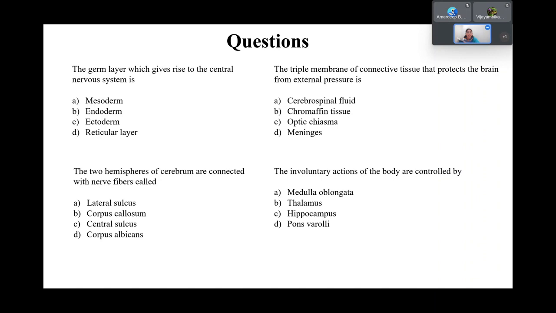Next is: the two hemispheres of the cerebrum are connected with nerve fibers called. What is the connection between the two hemispheres of the cerebrum called? And the next is: involuntary actions are controlled by which of these parts. So just try to guess, or remember what we had discussed.